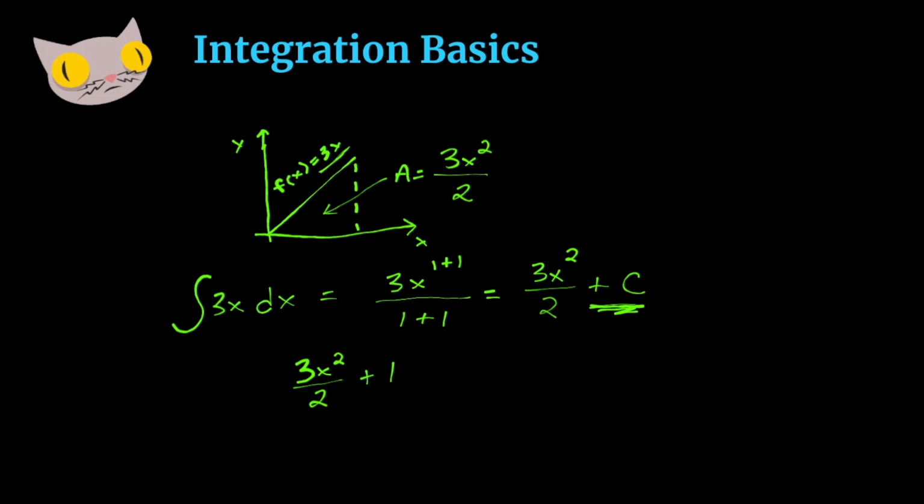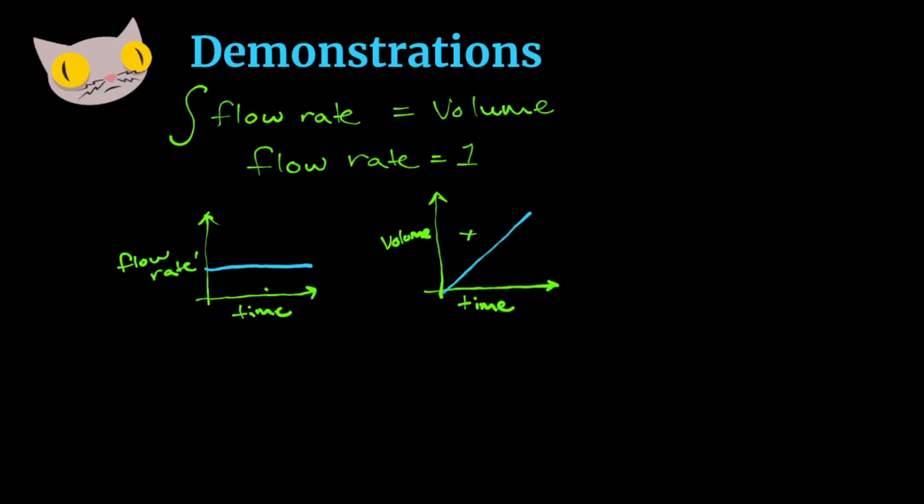But for now, let's do some practical demonstrations. Let's say we have a tank filling with water. We need to integrate the flow rate in order to get the volume. So let's say our flow rate is constant and it's flowing at a rate of 1. So here are the graphs to illustrate that. We have our graph for flow rate and time. It's a constant rate at 1. And then we have our graph for volume over time, and that's going to give us a line whose equation is just x. That describes our increase in volume over time.